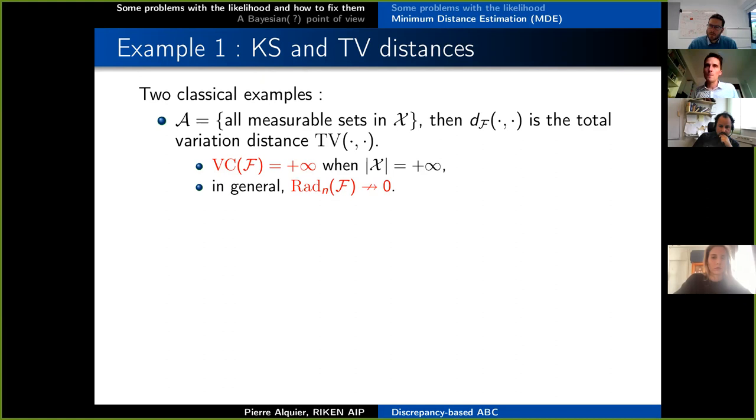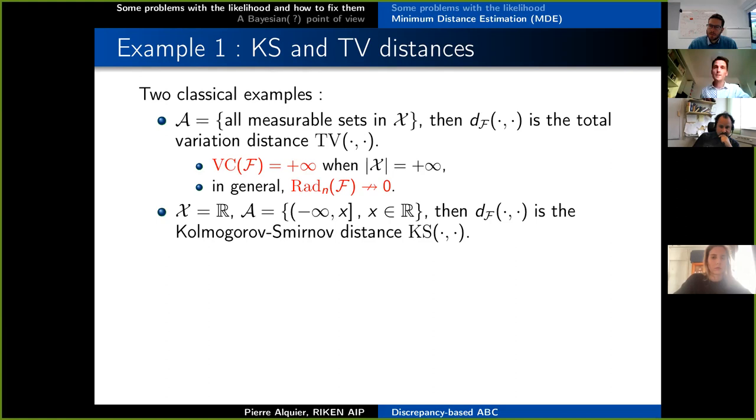On the other hand, the exact opposite, you take the Kolmogorov-Smirnov distance between the two distributions, which is just the sup between the CDFs, but it also corresponds to minimum distance, to an integral probability metric with the set of indicators of just half lines. And given 2 points on the line, it's always possible to find a half line that contains one and not the other.